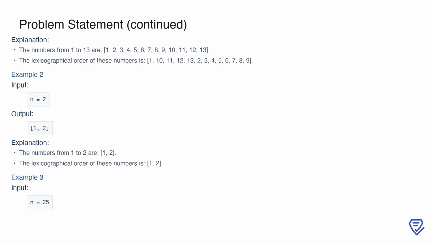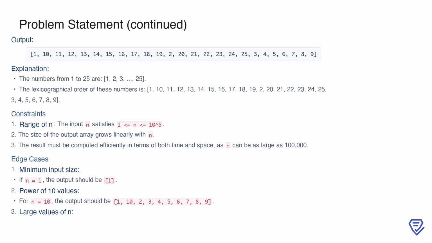Now, for a slightly larger input, if n equals 25, the list of numbers to consider becomes 1, 2, 3, up to 25. When we sort the numbers from 1 to 25 lexicographically, the output is 1, 10, 11, 12, 13, 14, 15, 16, 17, 18, 19, 2, 20, 21, 22, 23, 24, 25, 3, 4, 5, 6, 7, 8, 9.